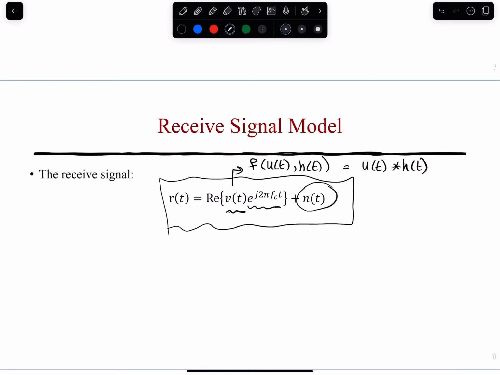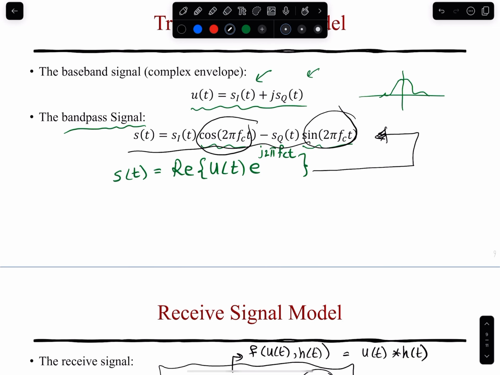So the main messages that I want to convey from this video are this expression over here for the received signal and this expression over here for the transmit bandpass signal. We are going to use those expressions a lot in future videos.